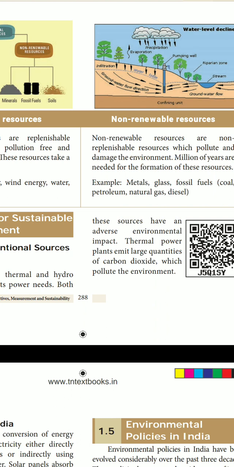Okay, so India depends on two types of power plant. What are they? Thermal power plant and hydroelectric power plant, in order to get power. Both these sources have an adverse environmental impact. Thermal power plants emit large quantities of carbon dioxide which pollute the environment.